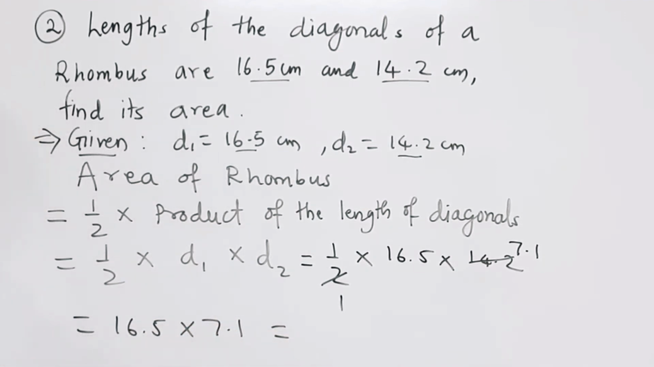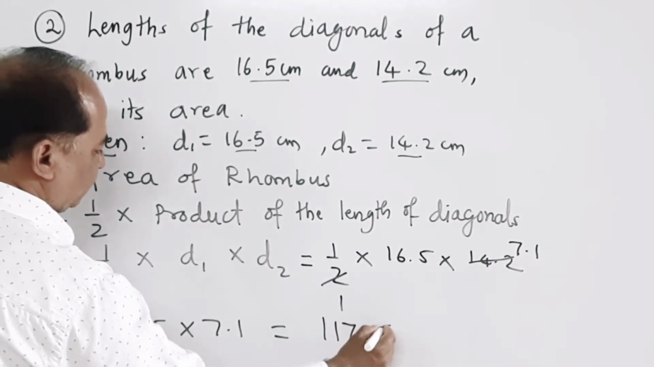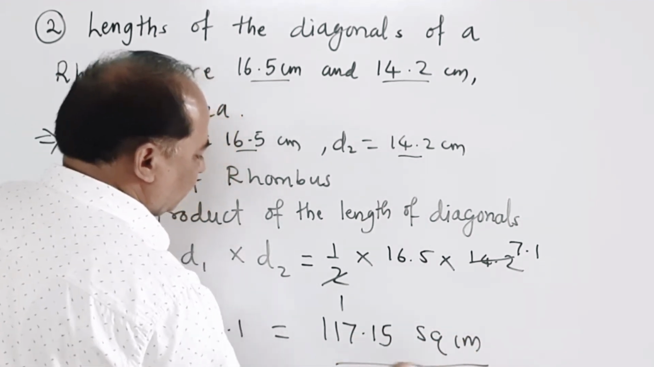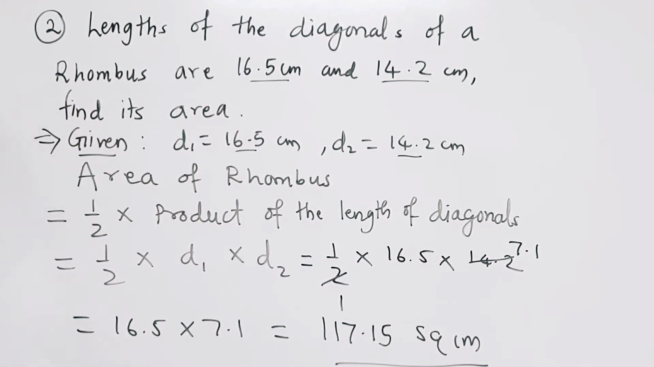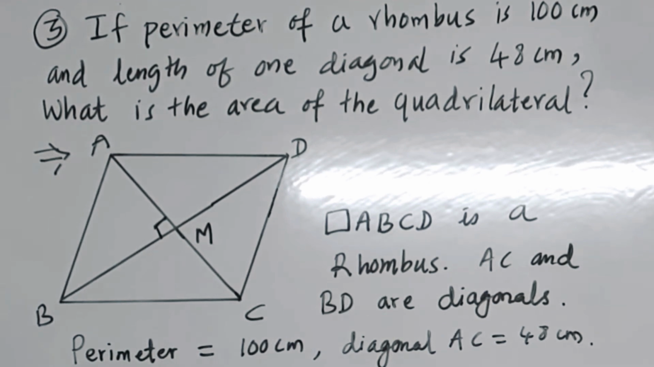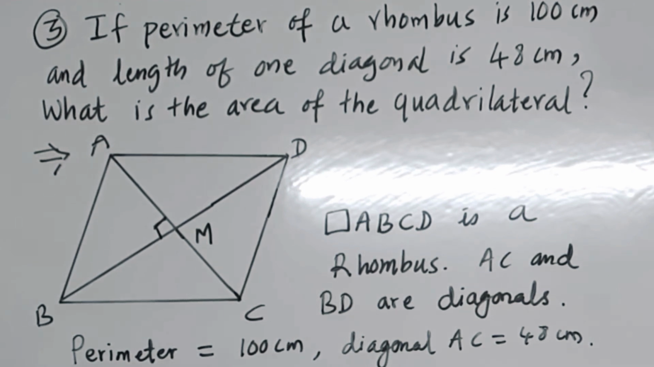So multiplying 16.5 by 7.1, we will get 117.15 square centimeter. So area of a rhombus is 117.15 square centimeter. Third example: if perimeter of a rhombus is 100 centimeter and the length of one of its diagonals is 48 centimeter, what is the area of the quadrilateral?